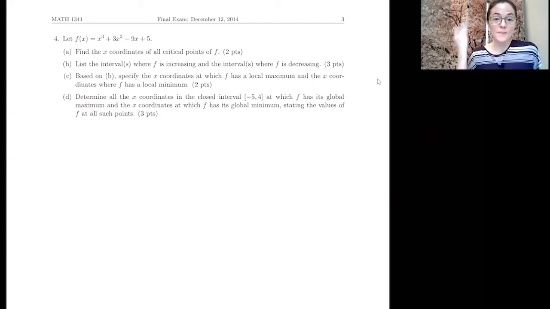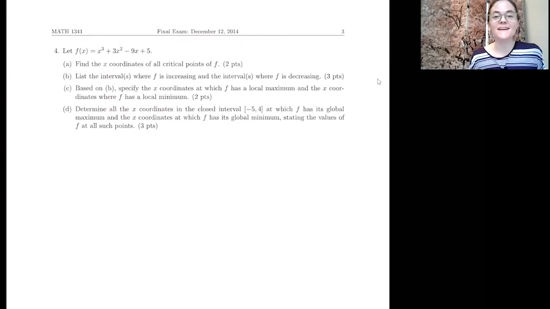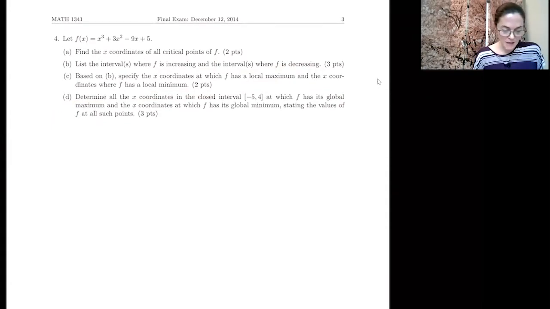Here's an example from an old final exam. And it's really great because we get to practice, let's look at it, critical points, intervals of increasing and decreasing, local max, local min, and then in part D, we are given a closed interval and we're asked about the global extrema. So we get to practice a lot in this problem. It's really great for us. Okay, let's begin with part A.